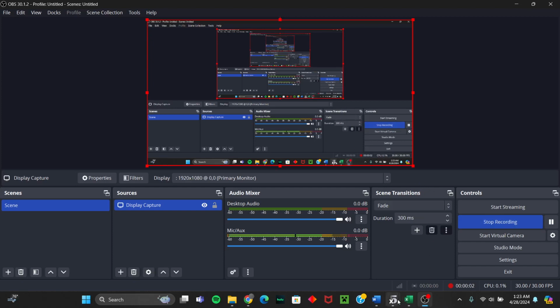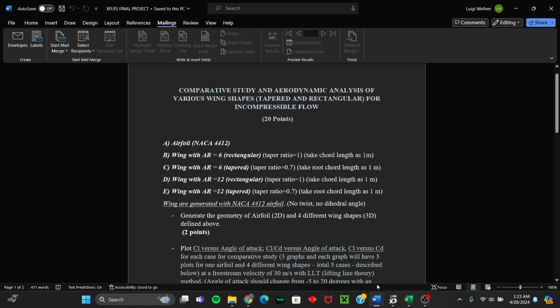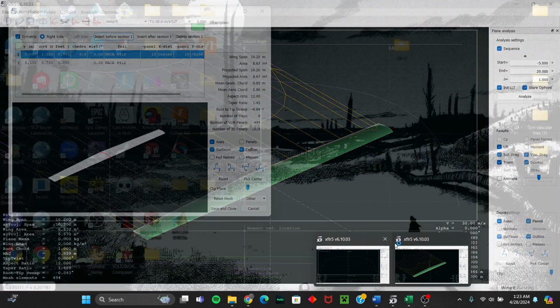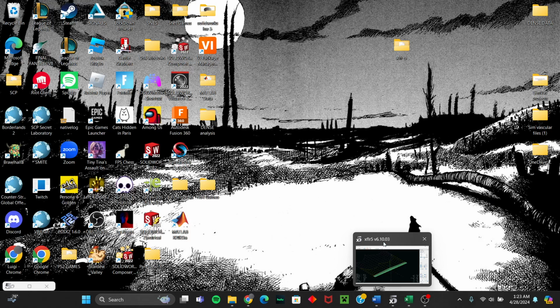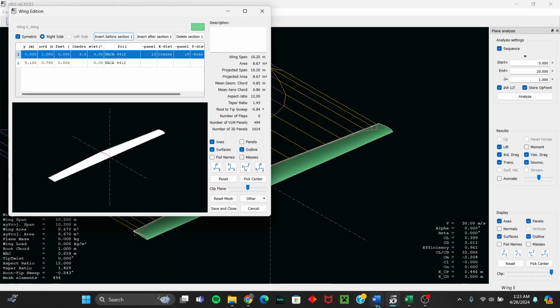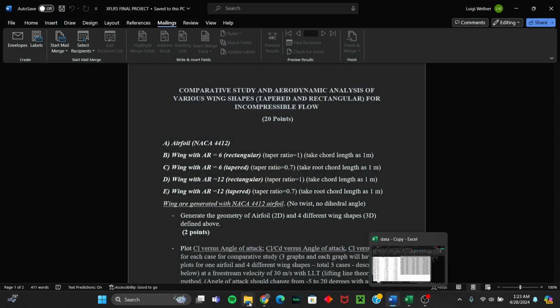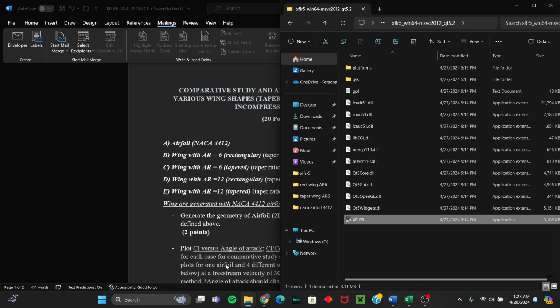Hello, so this is going to be the video for how to model the wing with aspect ratio 12 and it's tapered at a 0.7 ratio. And yeah, we're going to do an analysis of that wing shape through Xflr5. So if we go over here, let's take both of these out and load up Xflr through here.